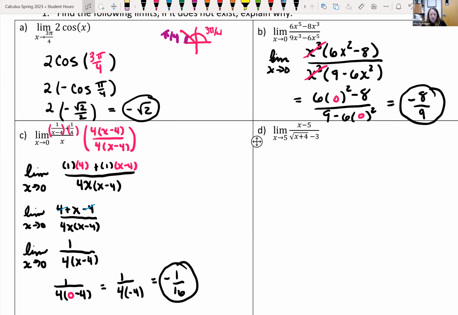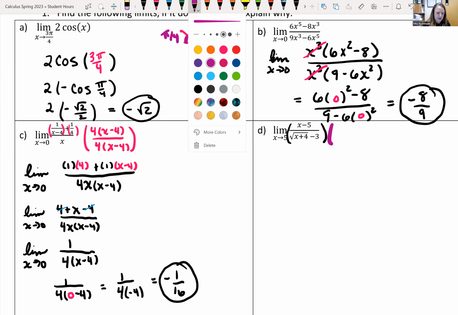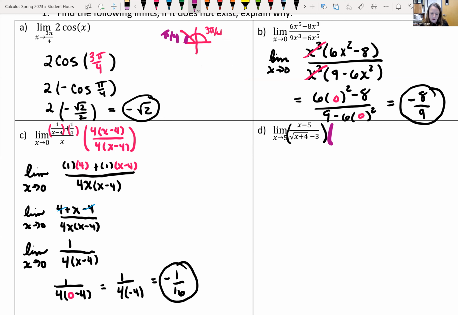If you have radicals in that rational expression that you're taking the limit of, then we want to multiply by the conjugate of that radical and whatever that other term is. So in this case, we're going to multiply by another fancy one. The conjugate of the radical, square root of x plus 4 minus the 3, is square root of x plus 4 and then plus the 3. Whatever we do to the denominator, we also want to do to the numerator.